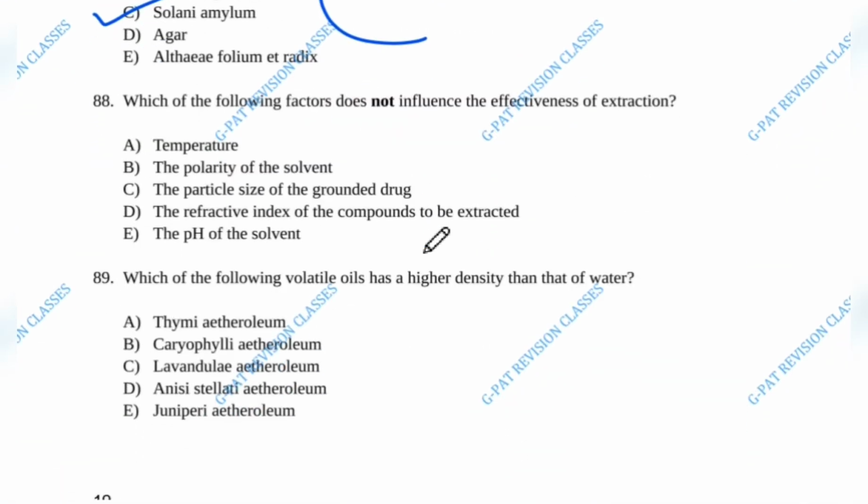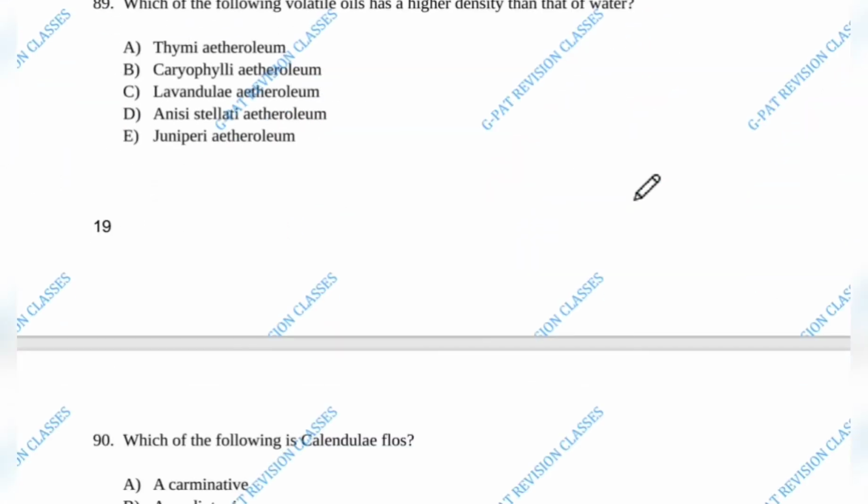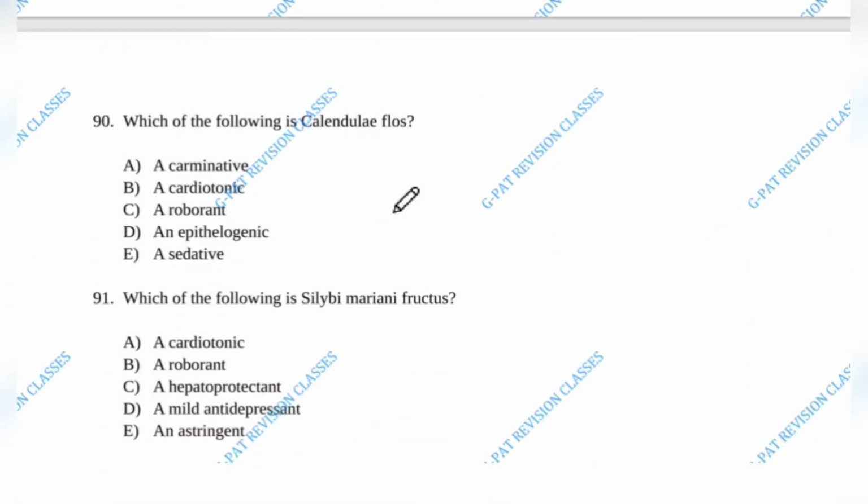Next is question number 88. Which of the following factors does not influence the effectiveness of extraction? The answer is D. The refractive index of the compound to be extracted. Next is question number 89. Which of the following volatile oils has a higher density than that of water? The answer is B. Caryophylli flos. Next is question number 90.